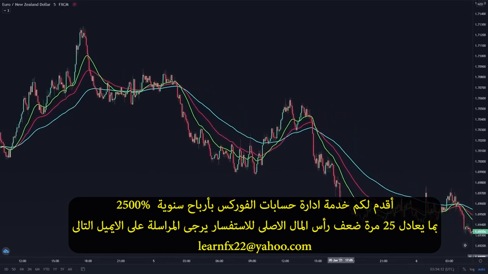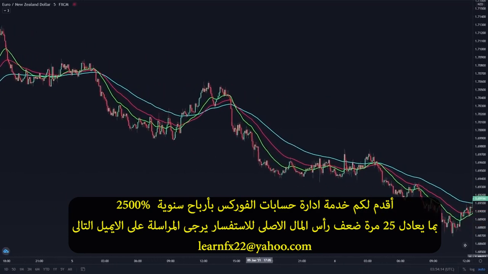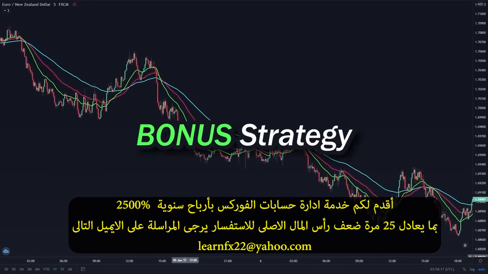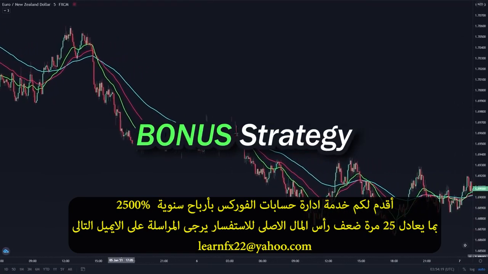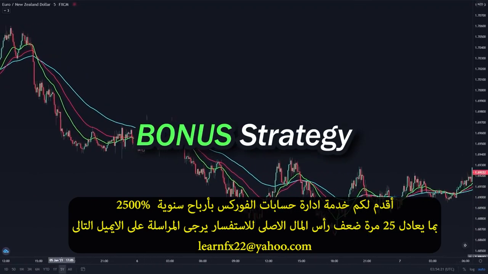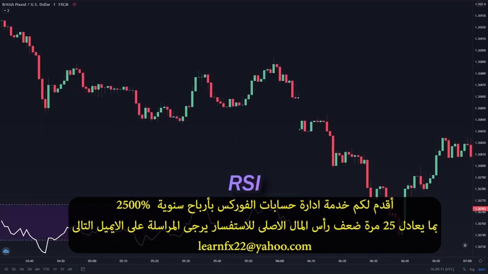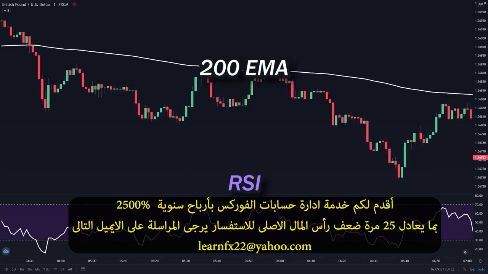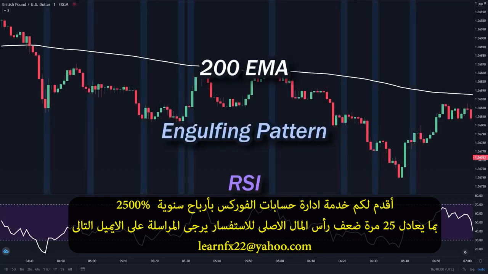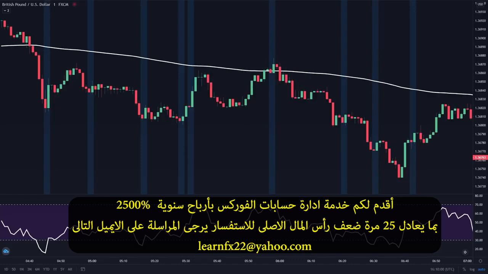So that's how you trade the triple EMA scalping strategy. Now, as a bonus, I'm going to reveal to you another highly profitable scalping strategy. So for this next strategy, I'm using a combination of the RSI, the 200 EMA, and the engulfing pattern. So this is how the strategy works.